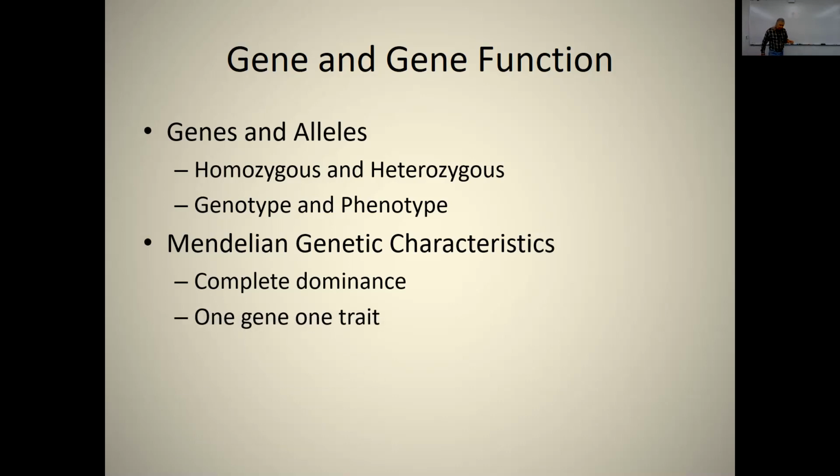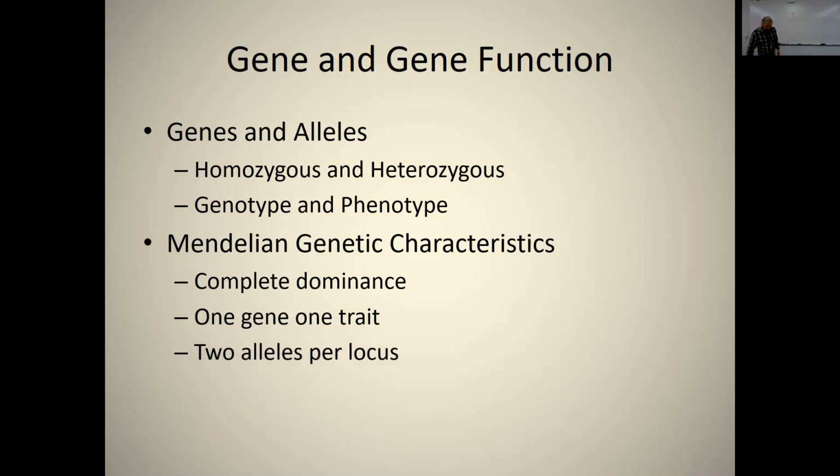One gene, one trait. So one gene controls one trait. That's not always true. Sometimes one gene can control two traits. Sometimes two traits are controlled by one gene. It's much more complicated than Mendel figured out, but these are called Mendelian characteristics, the basic characteristics he figured out. So one gene, one trait.